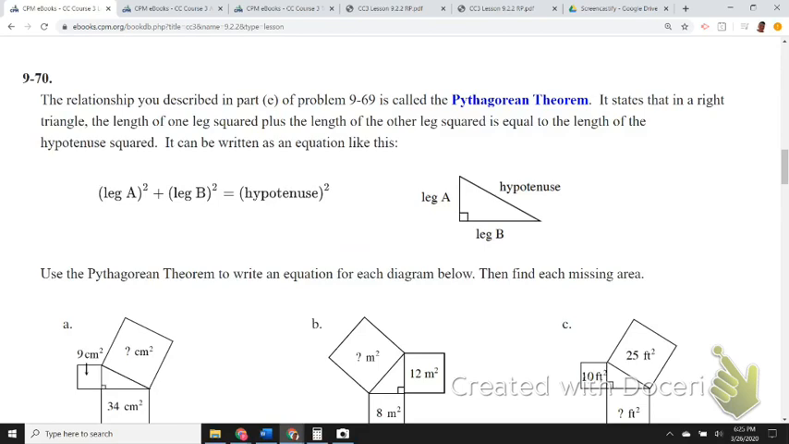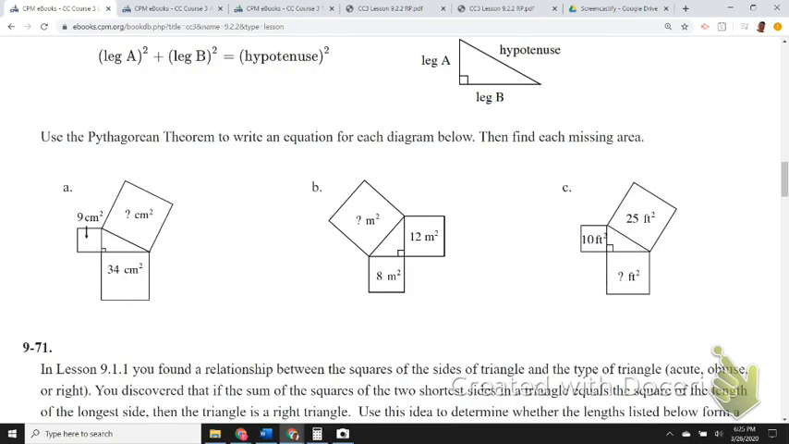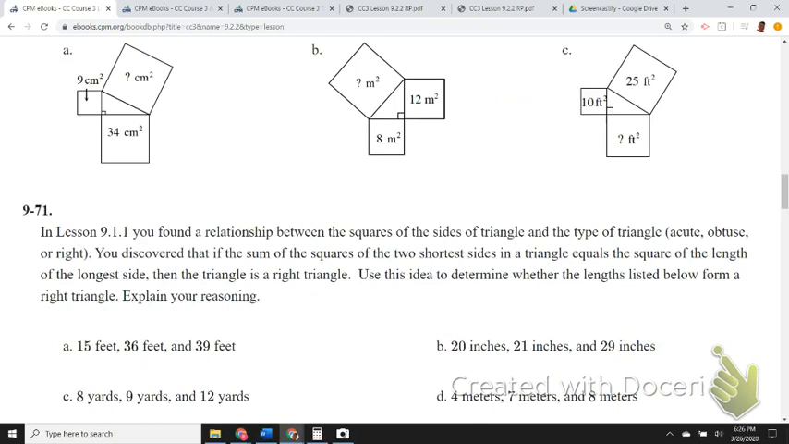Okay, problem A says to use the Pythagorean theorem to write an equation for each diagram below. So let's write the equation. Problem A. Well, it's given in centimeters squared, so if it's already squared, that tells you that that's going to be the area. So 9 is not the side length, 3 is the side length, because 3 times 3 gives me that 9. It's already given you the area, so you don't need to square it.